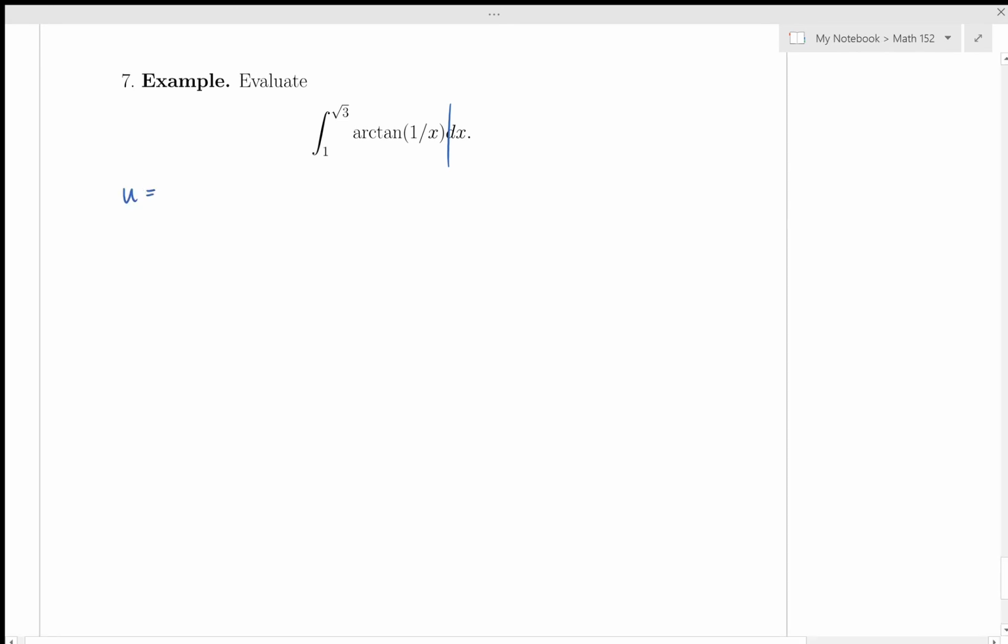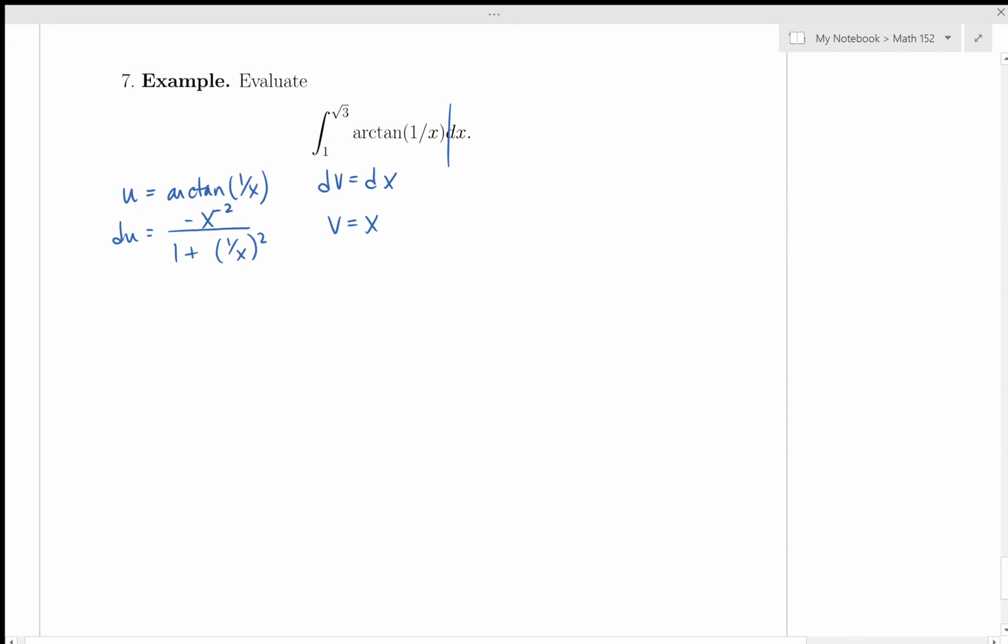So I'll put u to be arctangent of 1 over x, and that means that du will be the derivative of the arctangent, 1 over 1 plus the argument squared, multiplied by the derivative of the inside, which is minus x to the minus 2. Okay, and then dv will be dx, and v will be equal to x.